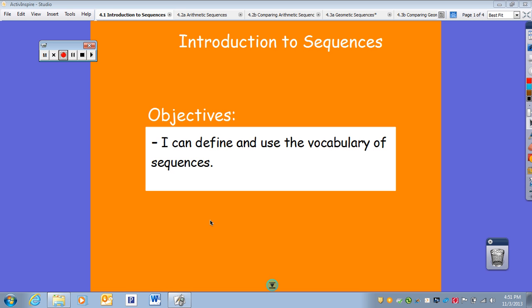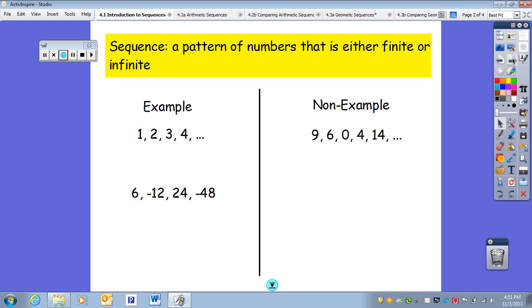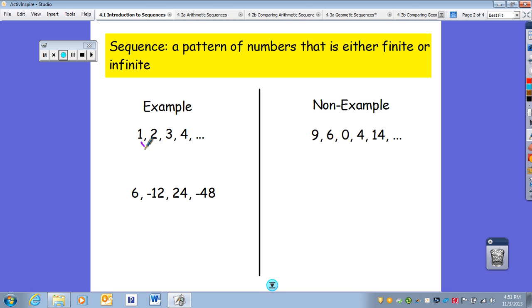In this lesson, we will be able to define and use the vocabulary of sequences. First of all, a sequence is a pattern of numbers that is either finite, which means it ends, or it is infinite, which continues on forever and ever. For example, we have a pattern 1, 2, 3, 4, and if you take a look at that pattern, you'll notice that each term after is adding 1 to get to the next term.